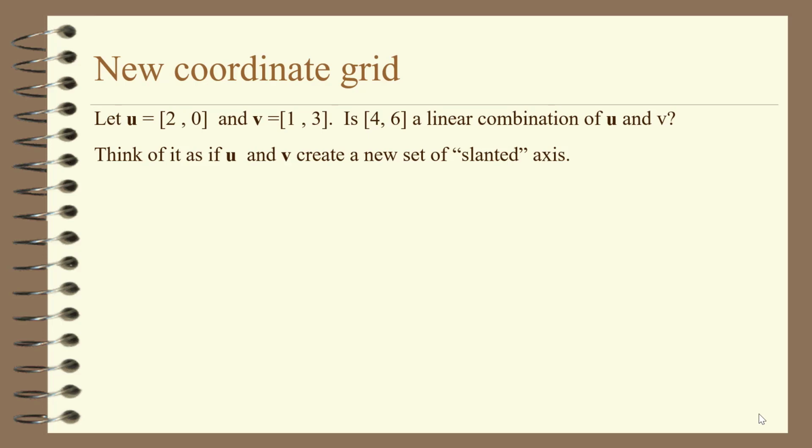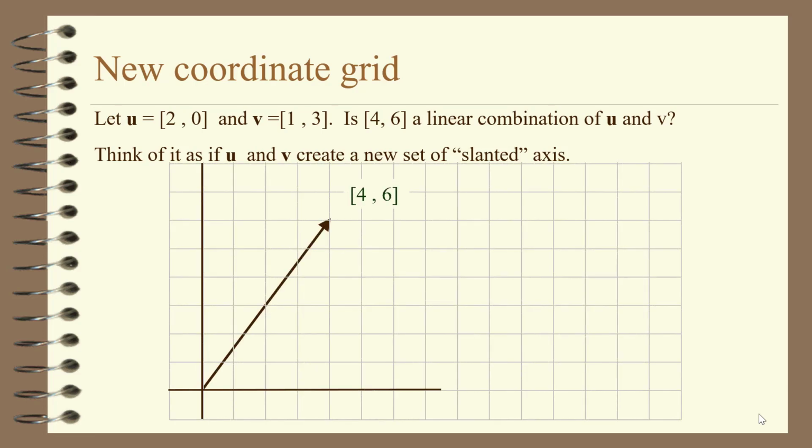I want to give you a geometric idea of what's happening here, so that you can think of it conceptually and answer more interesting questions. Think of it as if the vectors u and v actually create a new set of axes and their own version of a slanted coordinate grid. I'll draw a picture to help you out.